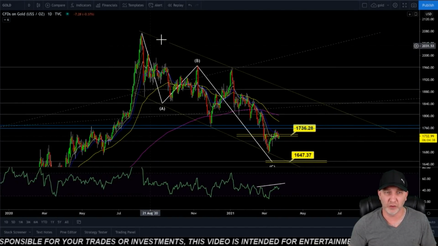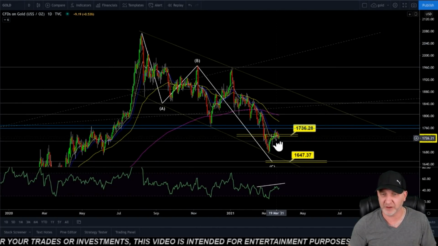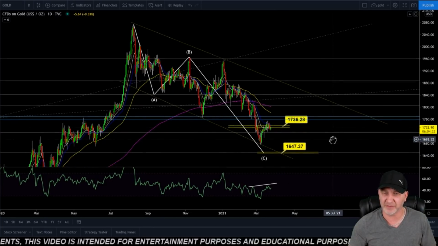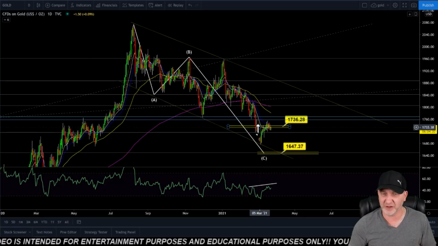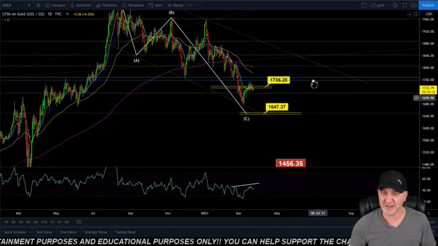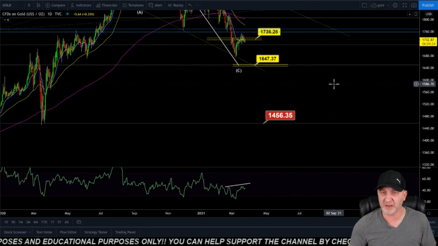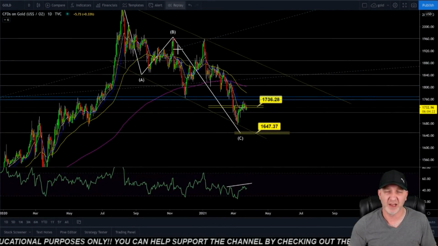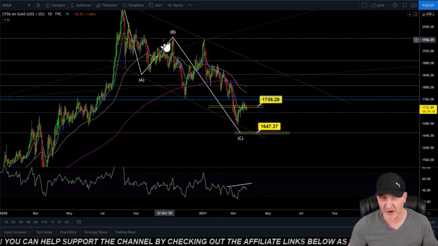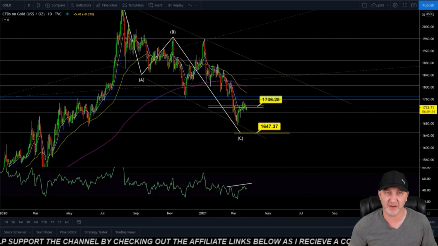Also, this is our gold chart from back in November. We hit our first target of 1736. Like I said, my next target's 1650 still. This 1736 has turned into resistance here. If we break this 1650, 1450 would be my next target after that. And obviously, when I put this chart up in November, it played out. This takes time. This is a daily chart.